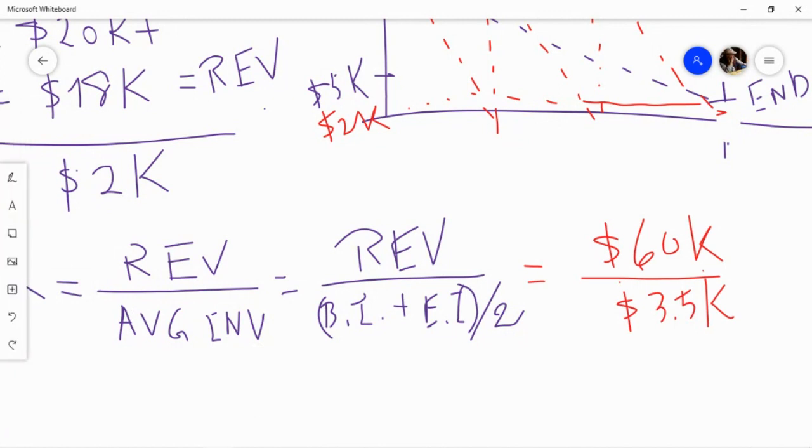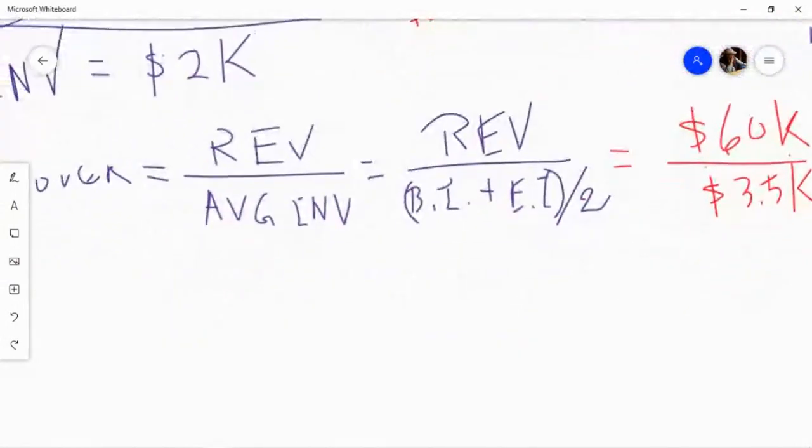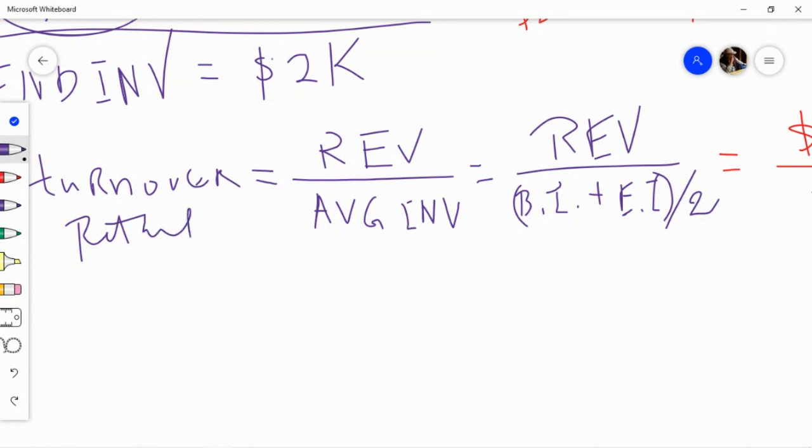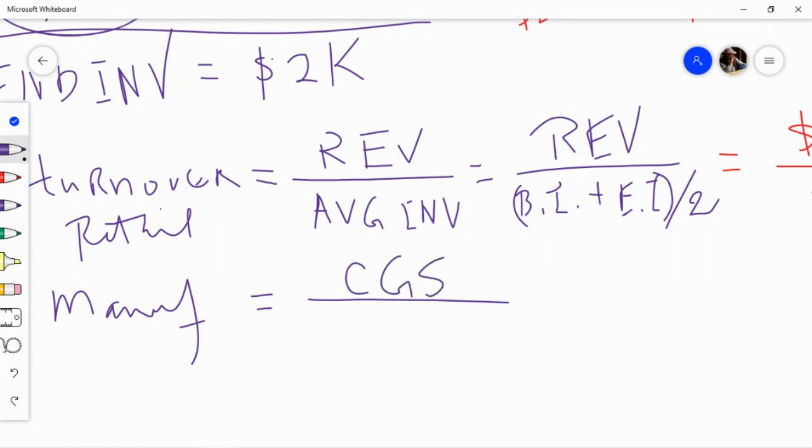And I said this is the retail method. Retail. This is retail. If it is manufacturing, it's still the same thing, but instead of revenue, you use CGS, right? Divided by average inventory.